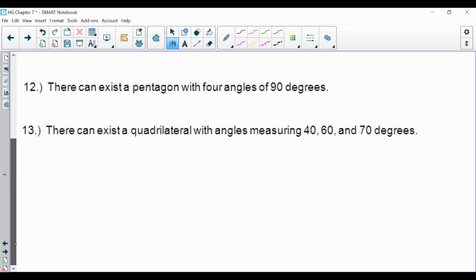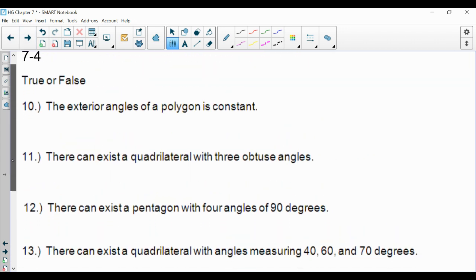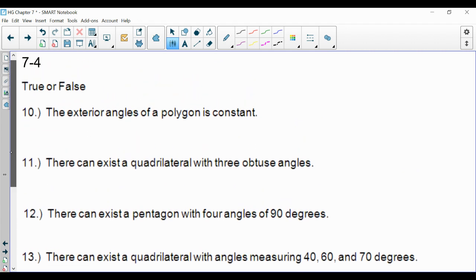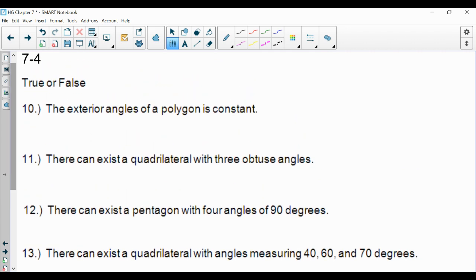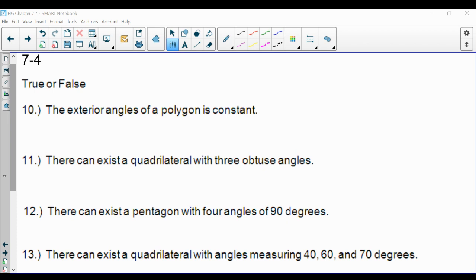And now go ahead and do the same thing with these, the 1, 2, 3, 4, 5 true and false. Pause the video, come back, and check it out with the explanation.